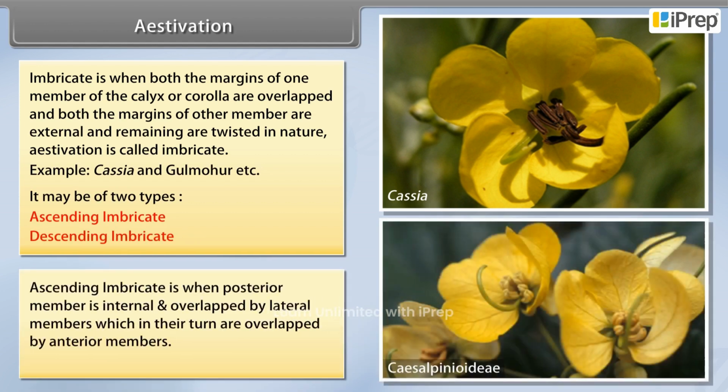Ascending imbricate is when the posterior member is internal and overlapped by lateral members, which in their turn are overlapped by anterior members. Example, Caesalpinia.